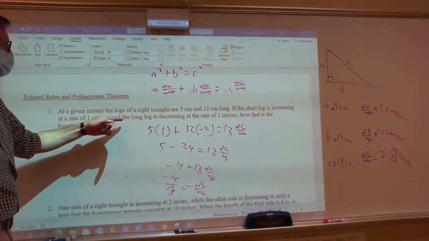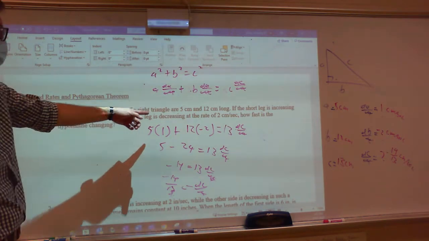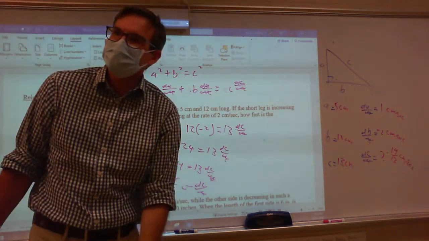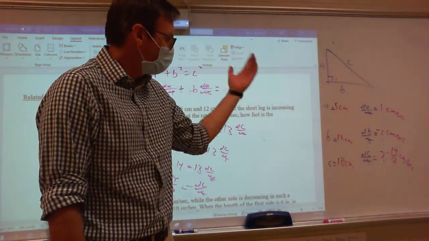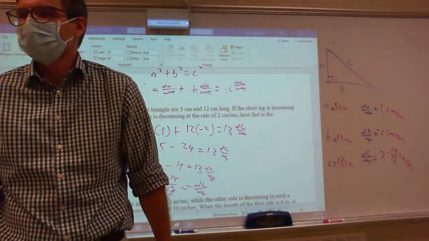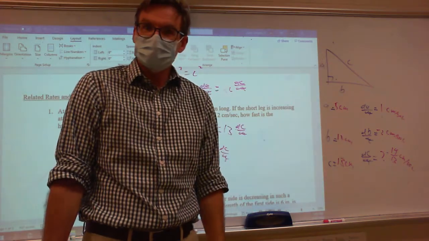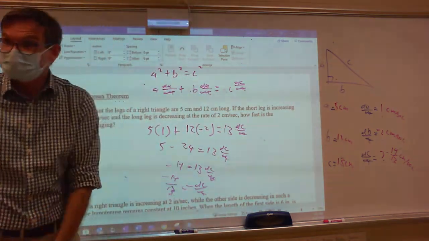And it says, increasing, decreasing. How fast is the hypotenuse changing? So how fast is the hypotenuse changing? Negative 19 over 13. Is it getting bigger or smaller? Smaller. How do I know it's getting smaller? Because of the negative rate.